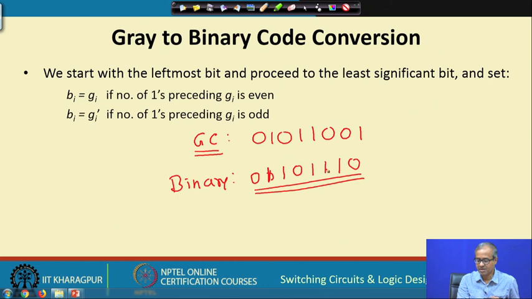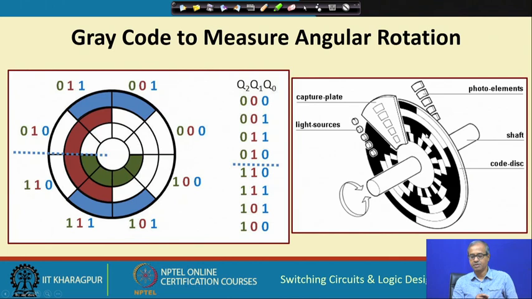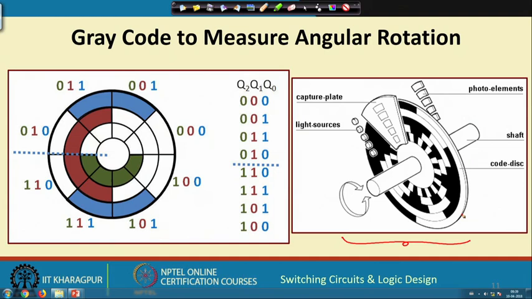Okay. Now, let us talk about that example that we were talking about, that means why we say that gray code can reduce errors. Well, let us take that example of a rotation of a wheel. Look at this diagram. There is a wheel, let us say it is the wheel of a car or any kind of a mechanism which is rotating, and you are trying to measure or monitor the degree of rotation of the wheel.